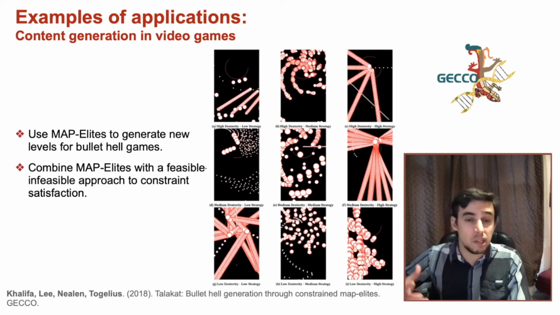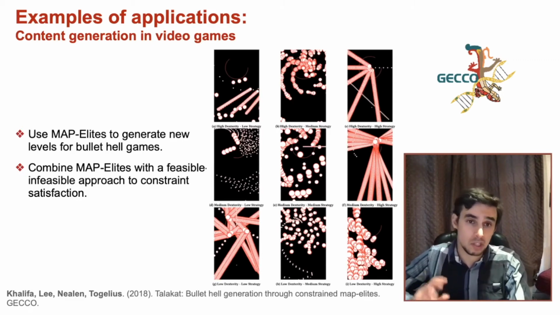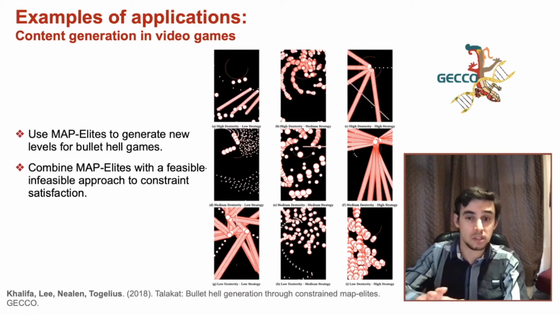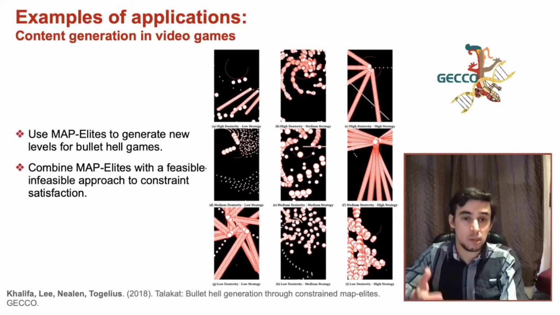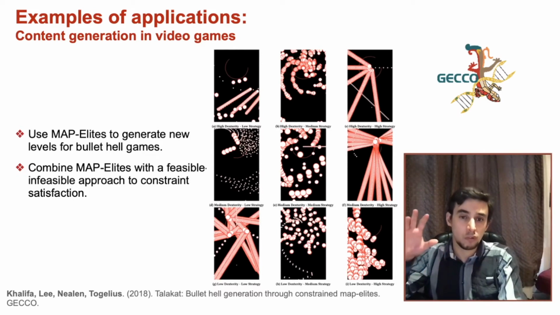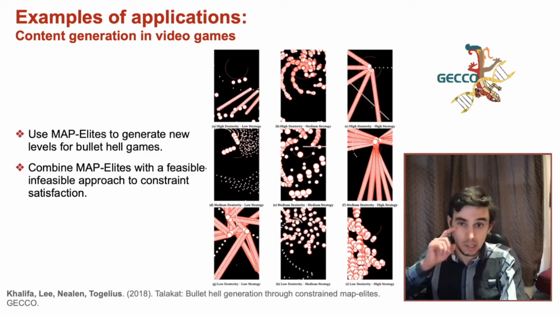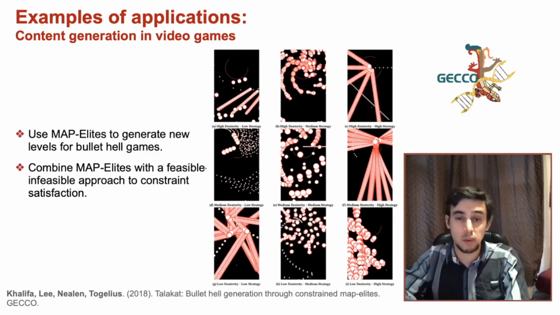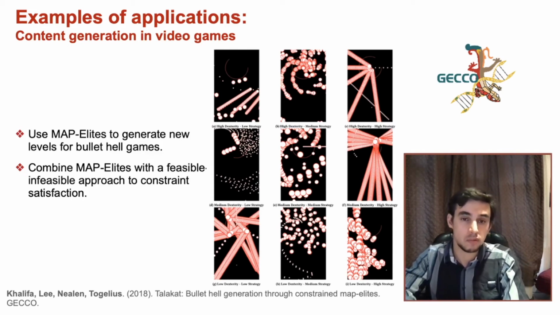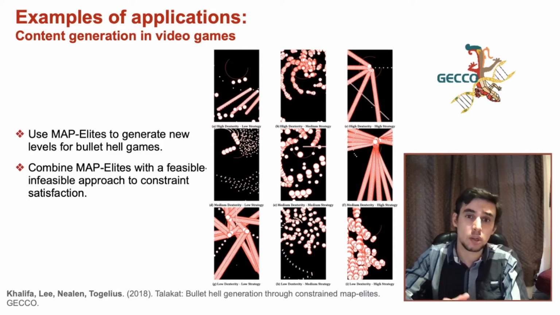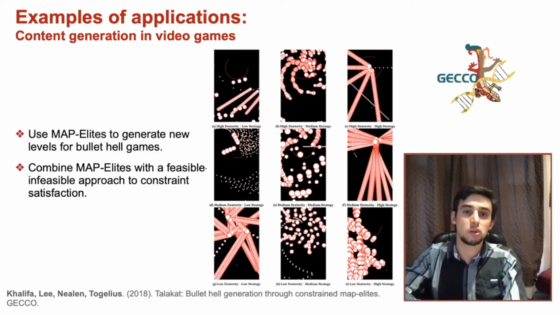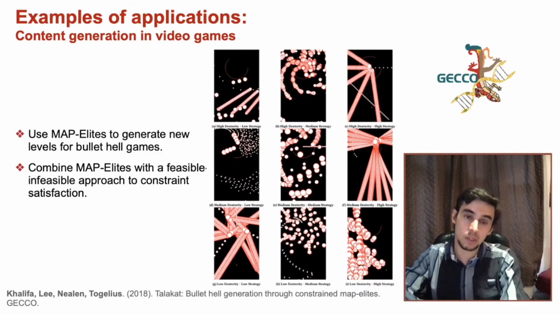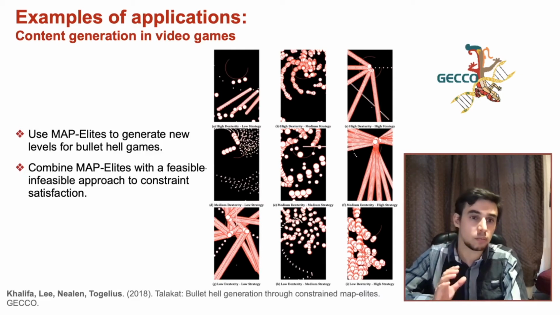Another big domain of application of quality diversity algorithms is content generation, in particular in video games. For instance, in this example, the MAP-Elites algorithm has been used to generate different types of levels for bullet hell games. The idea is to provide a large, diverse experience to the players by generating levels with different levels of difficulty, that need a complicated or sophisticated strategy, or also high degrees of dexterity and accuracy in the movement.